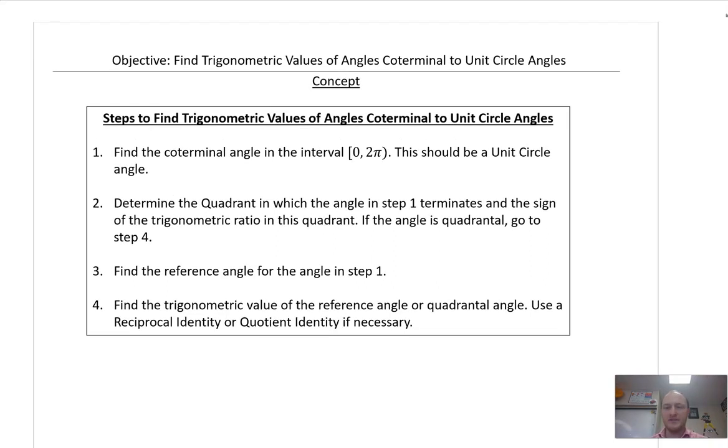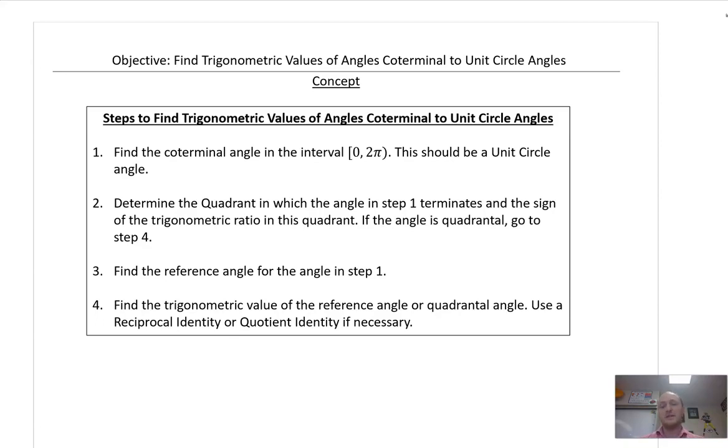Now, if your angle is a quadrantal, you're just going to go straight to step 4. You don't need to know what the reference angle is, and you can just go ahead and find that trig value. Step 3, now you know where it terminates. You need to know, okay, what is my reference angle? What angle am I working with? And now that you know that, you can apply either the hand trick, or if you're really dependent upon your unit circle, you can look at that and use your knowledge that cosine of theta is x, sine of theta is y.